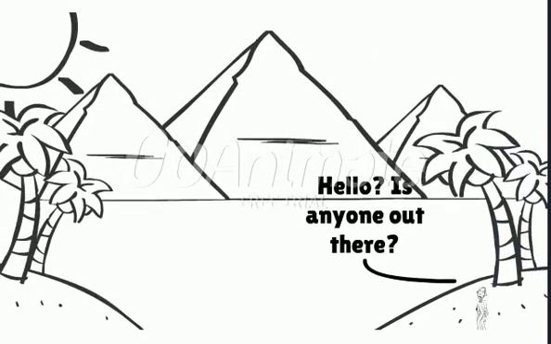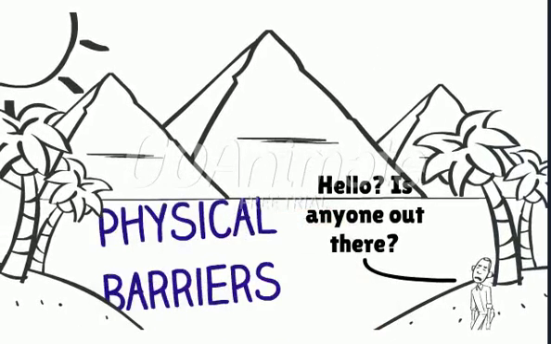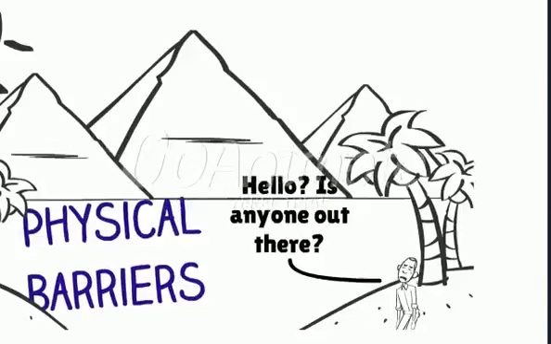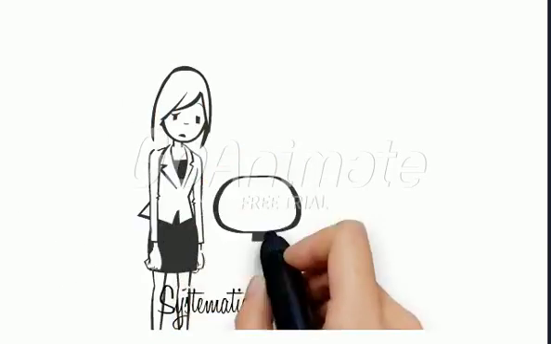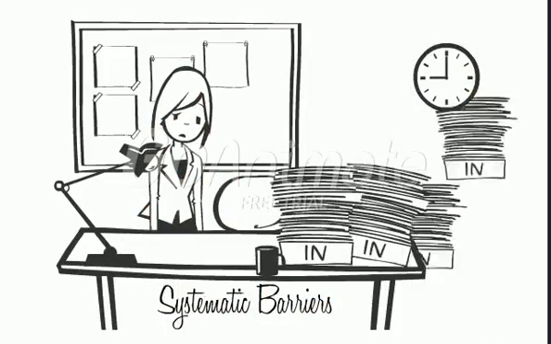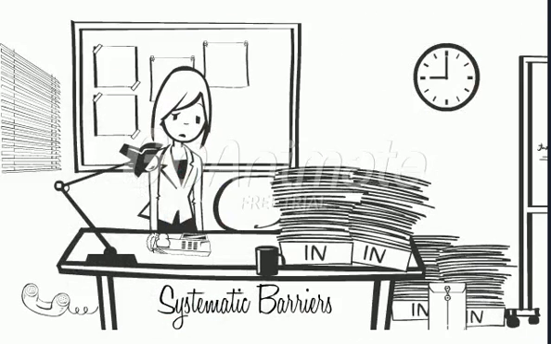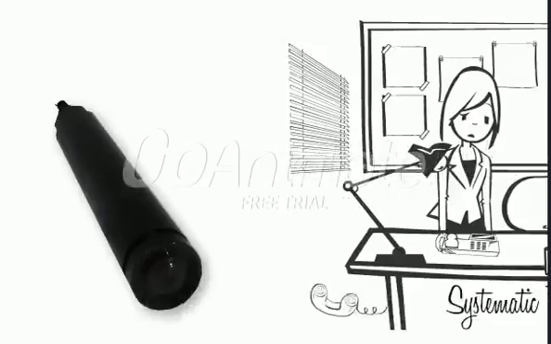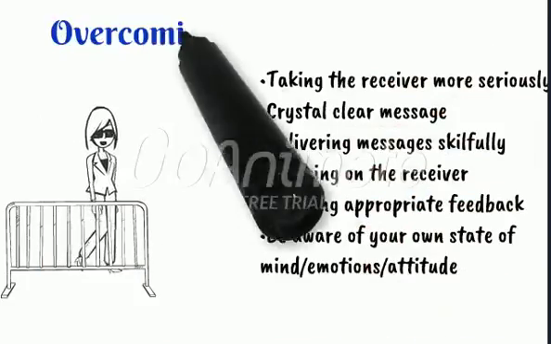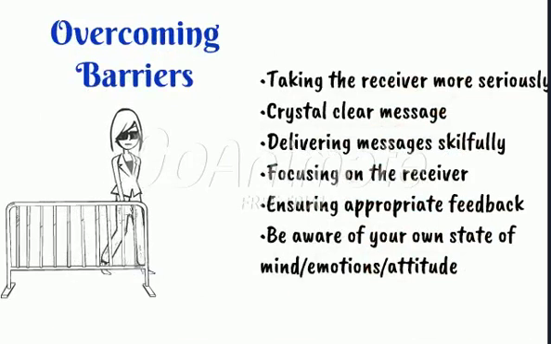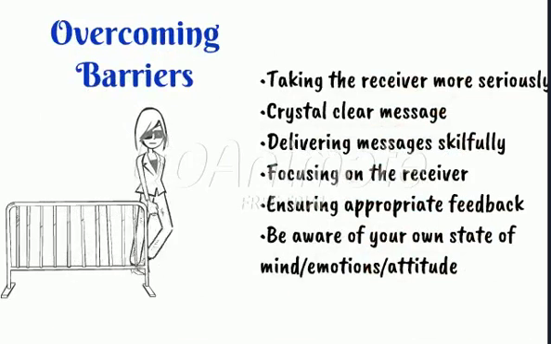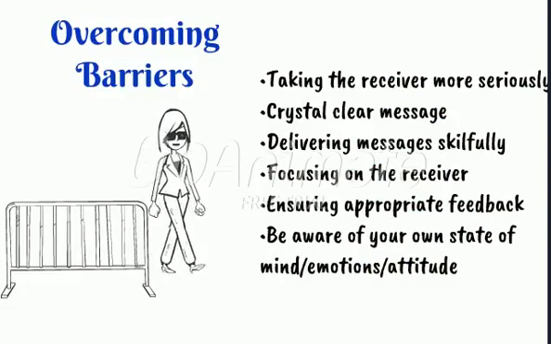Obviously, communication is generally easier over shorter distances. An example of a physical barrier to communication is geographic distance between the sender and receiver. Bonus barrier. Systematic barriers to communication may exist in structures and organizations where there are inefficient information systems. This can reduce quality in a firm. Some ways to break barriers are to take the receiver more seriously, send clear messages, deliver messages skillfully, focus on the receiver, and be aware of your own state of mind.